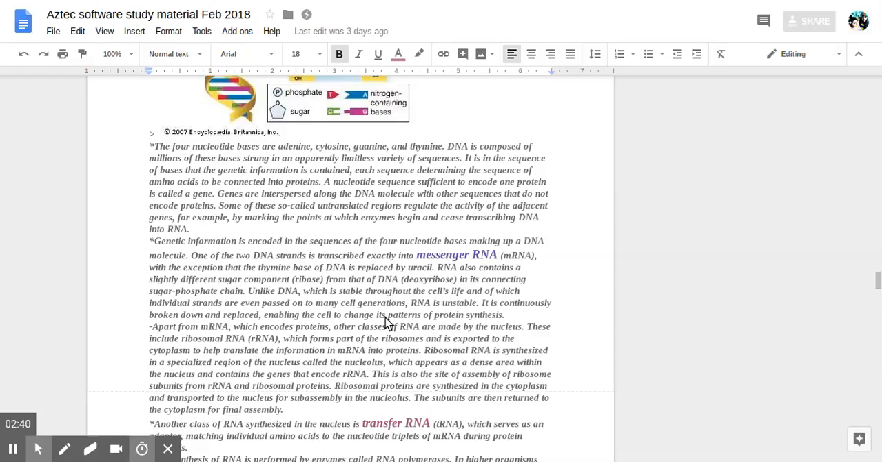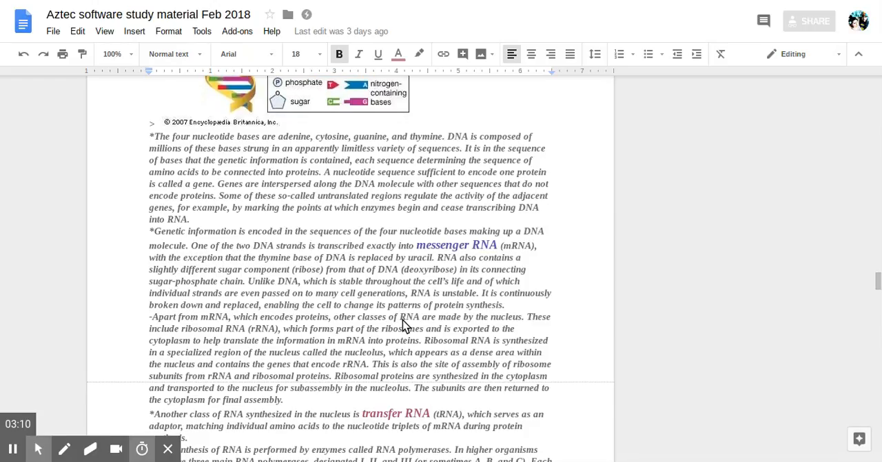Ribosomal proteins are synthesized in the cytoplasm and transported to the nucleus for subassembly in the nucleus. So RNA subunits and these proteins combine to make ribosomes. The subunits are returned to the cytoplasm for final assembly.